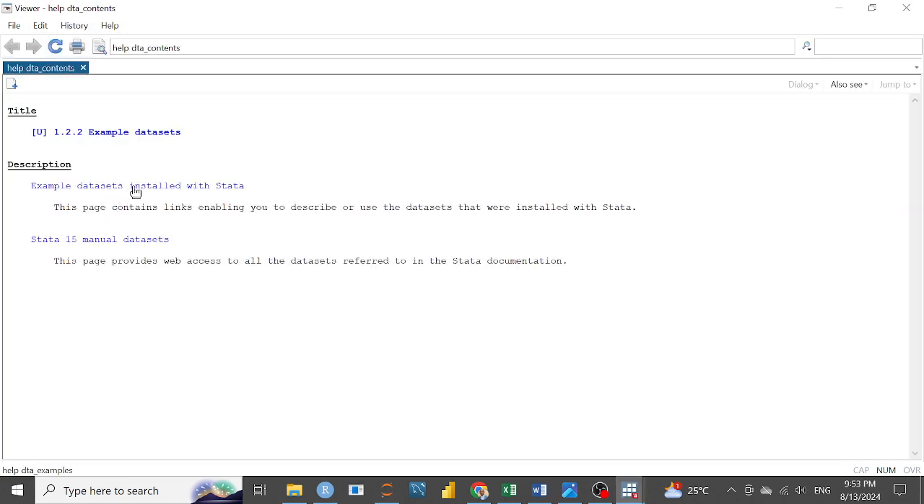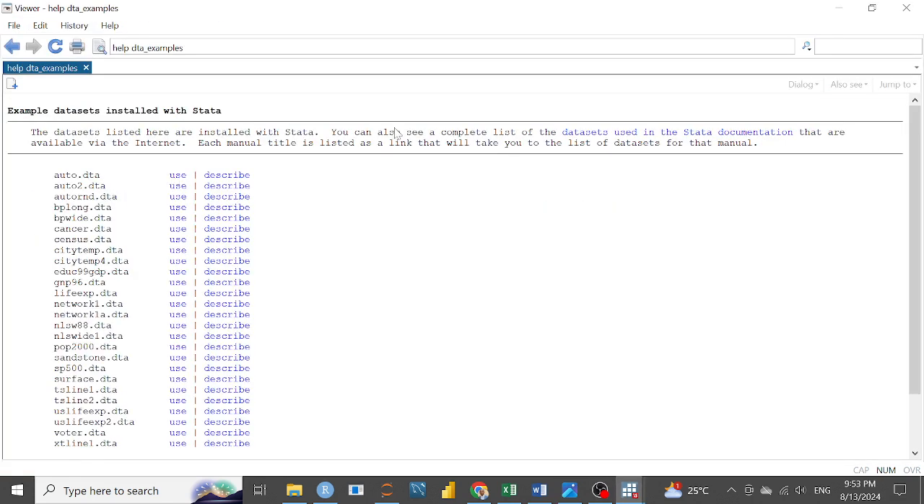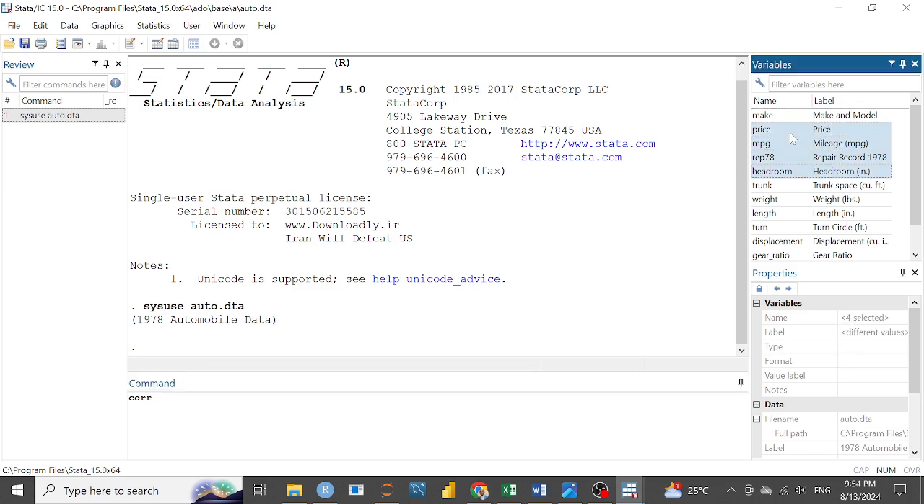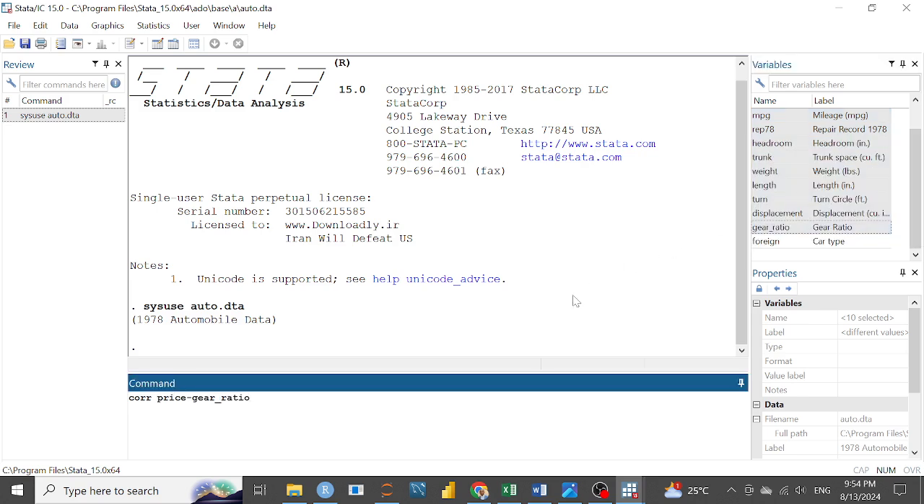Just click on here, and this is the first one here. That's opened automatically. So now I can just do correlation first for us to see what you want to visualize. Let me pick price, mileage, repair record, and so on of the automobile. Then I can now bring this up.